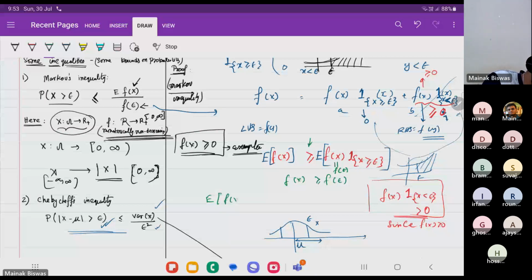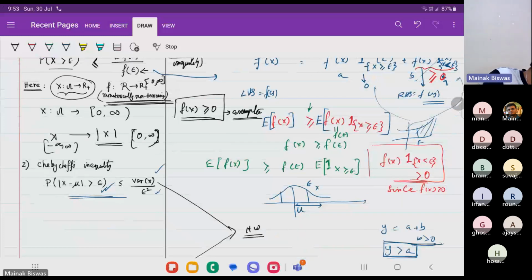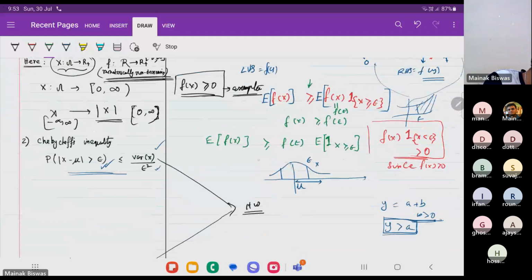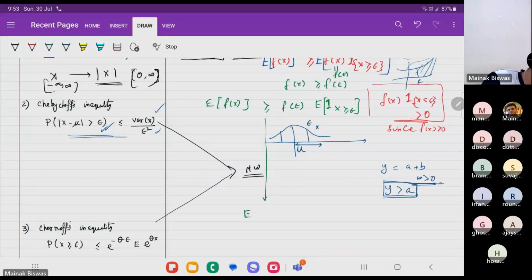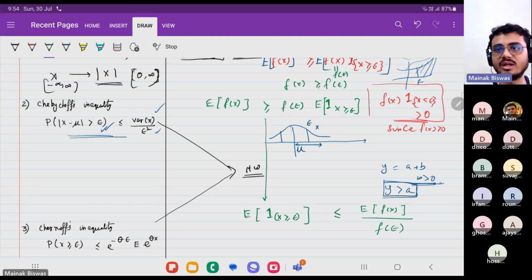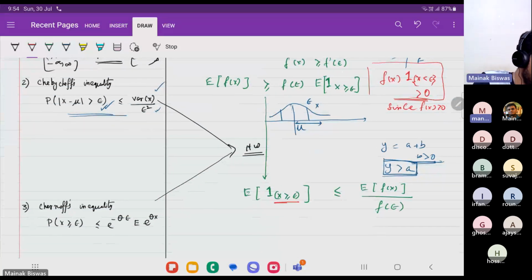F of epsilon times the expected value of the indicator of x greater than epsilon. So what is the expected value of an indicator? Do you remember? For any monotonically positive function, this is true. What is the expected value of an indicator? We did it last day. It is the probability of the event, right?